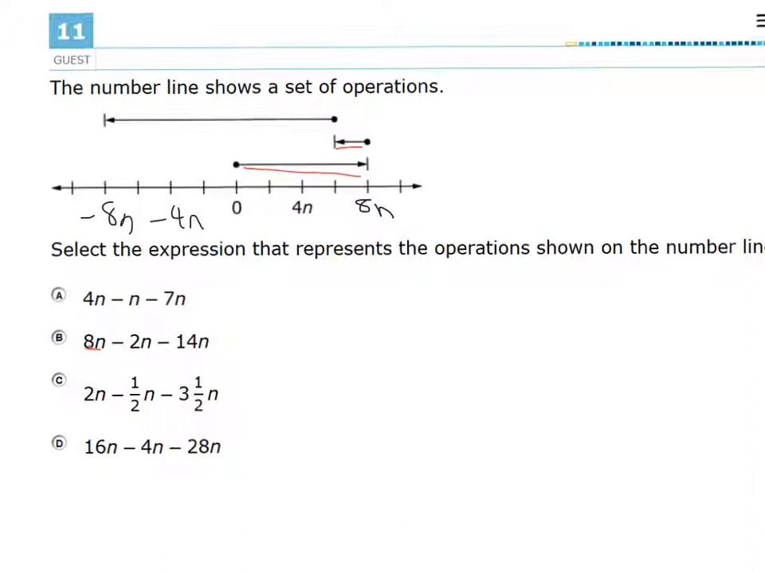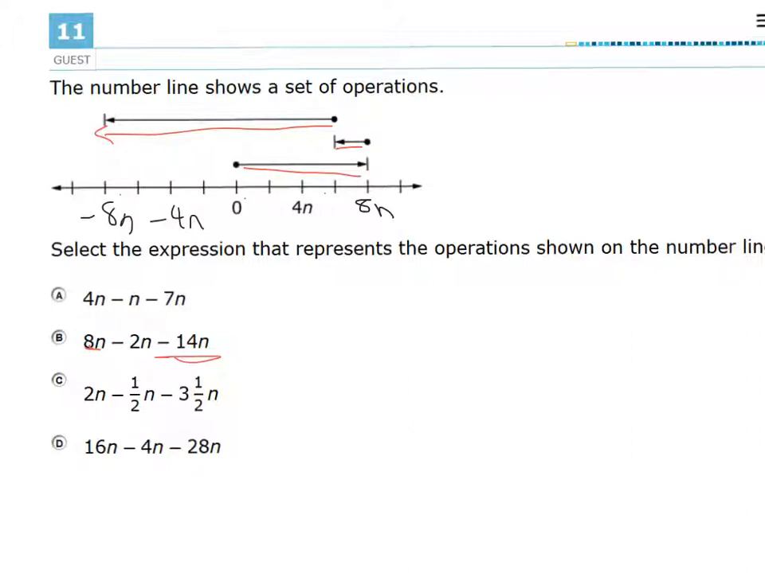So we're right now at positive 2n, and if we go all the way to the negative 8, we notice that counts by 2, so 2, 4, 6, 8, 10, 12, 14. So it does actually go all the way to minus 14. So letter B is very possibly our answer.